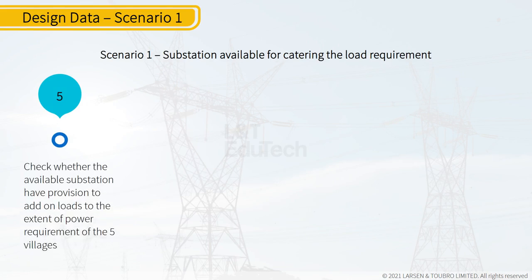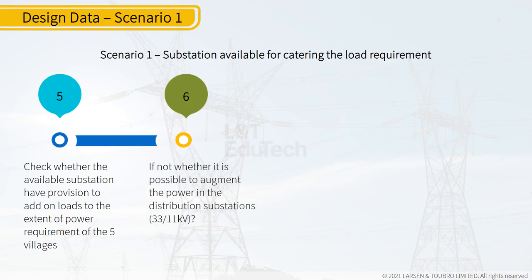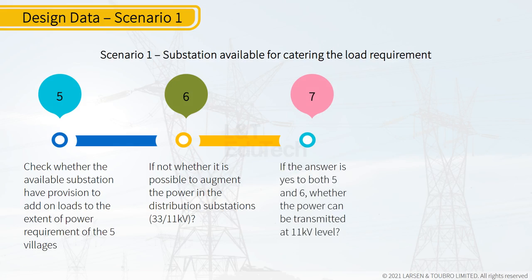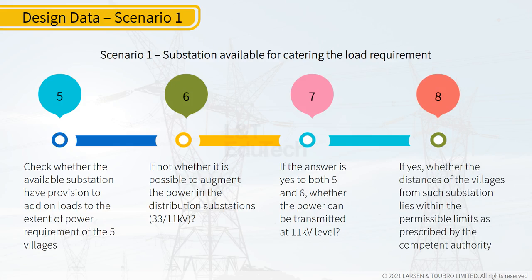Check whether the available substation has provision to add on loads to the extent of the power requirement of the 5 villages. If not, check whether it is possible to augment the power in the distribution substations 33/11 kV. If the answer is yes to both, check whether the power can be transmitted at 11 kV level. If yes, check whether the distances of the villages from such substation lie within the permissible limits as prescribed by the competent authority.